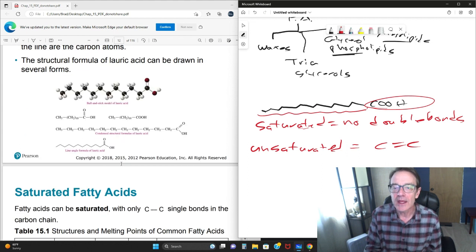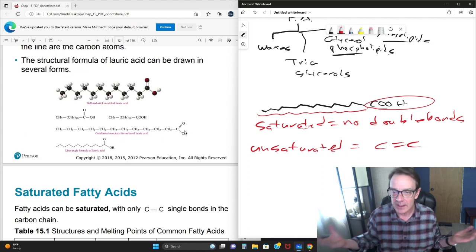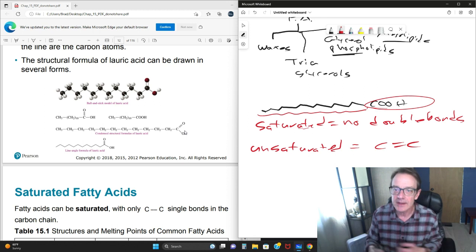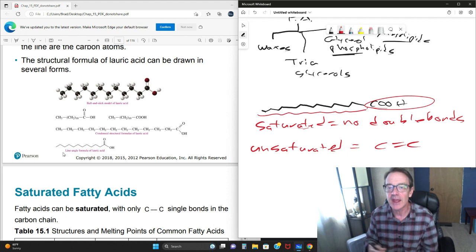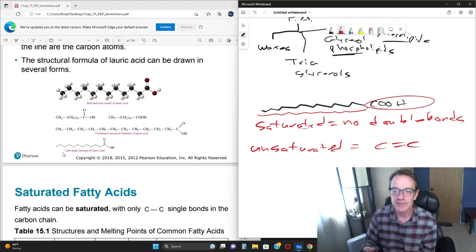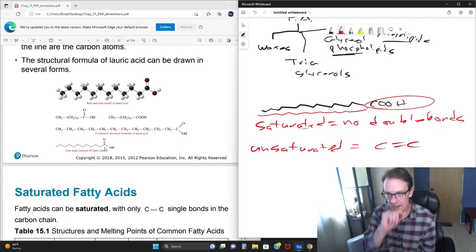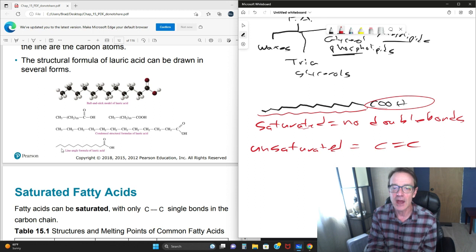So this is what they look like if you get the condensed and the expanded, the ball and stick model. What we'll mostly be looking at is this line angle, just because who wants to draw CH2 12 times, 15 times, 20 times, okay? So it's just our line angle formula to indicate that carbon chain. And you can see that one is saturated. There are no double bonds there in that carbon chain.